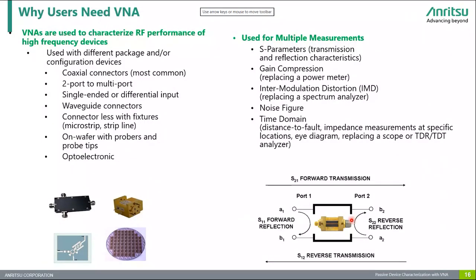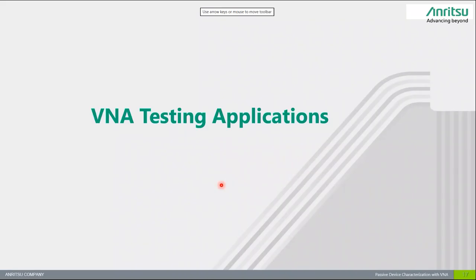The diagram in the bottom right corner illustrates the four key parameters S11, S21, S12, and S22, showing how the VNA measures both forward and reverse transmission and reflection. In short, VNAs are indispensable tools for engineers working with high frequency components, offering broad measurement capabilities and flexibility across diverse test setups. Now, we will go into the VNA testing applications.